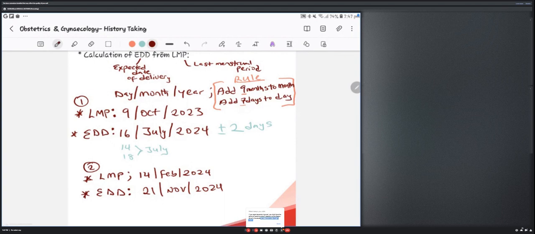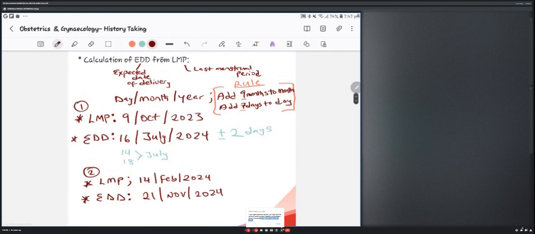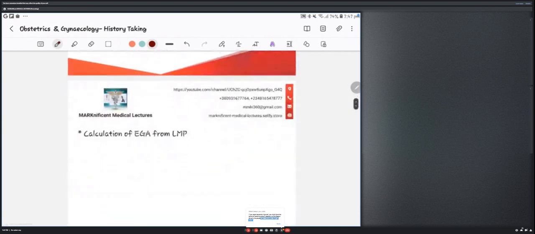All right, so well done. At least from now you can estimate someone's date of delivery by just being told her LMP. Okay, and that's basic. So the last part for this class will be on calculation of EGA. I told you EGA is what? Estimated gestational age.